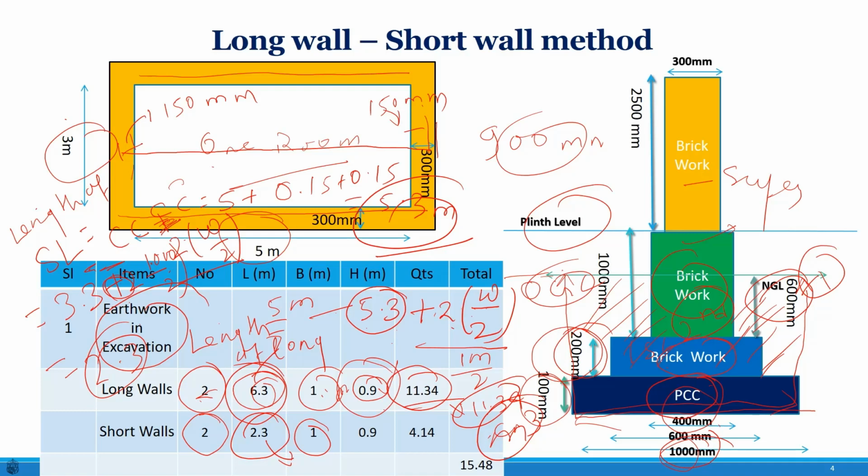And then the width of the wall is again 1. For excavation width we have 1, and then the depth of the excavation is 0.9. So the total quantity for the short wall is 4.14. So the total quantity of the entire component comes to 15.48 meter cube. So for earthwork in excavation, you need 15.48 cubic meter.